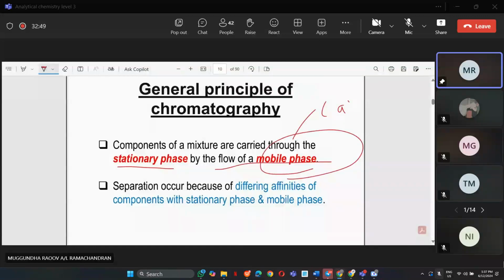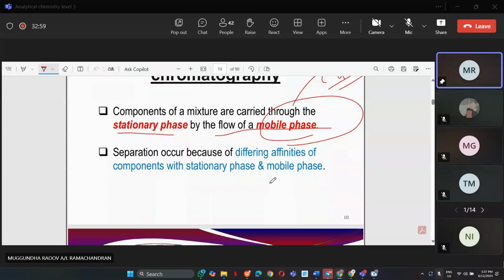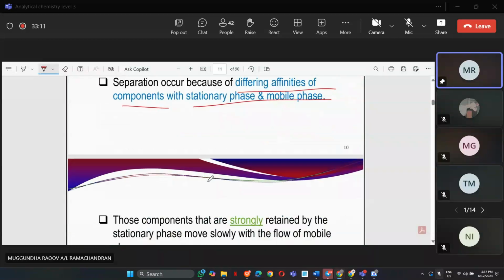Okay, so as a carrier to carry the samples. The separation will occur due to the different affinity of the components with the stationary phase and mobile phase. Class, affinity means how strongly the analyte is binding to the stationary phase. So that is the idea.